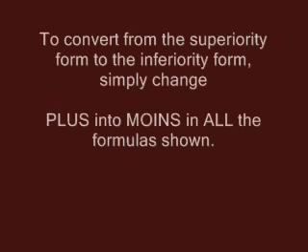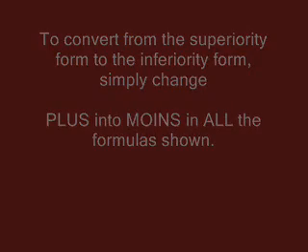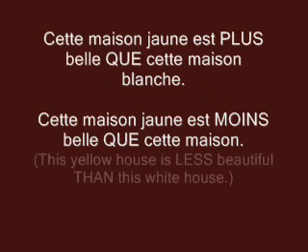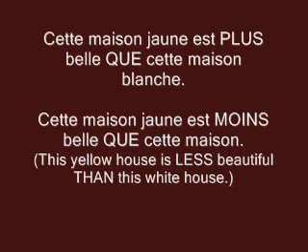Okay. The trick is, let me give you just a quick tip here. There's a little trick to transform sentences from the superiority form to the inferiority one. Whenever you see the word plus in a formula used with the comparison of superiority, replace this word plus by the word moins. It's very easy, and as I said, you can find all these details in my written lesson. Okay, so for example, in the first sentence, which was cette maison jaune est plus belle que cette maison blanche, it will become, in the inferiority form, cette maison jaune est moins belle que cette maison blanche.